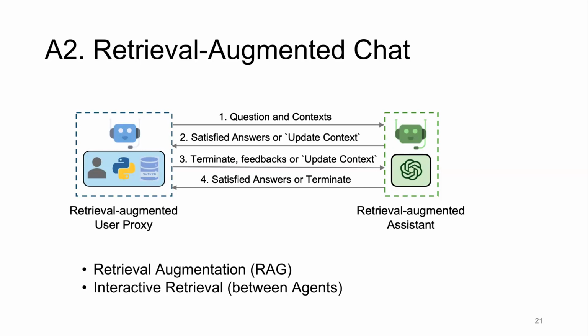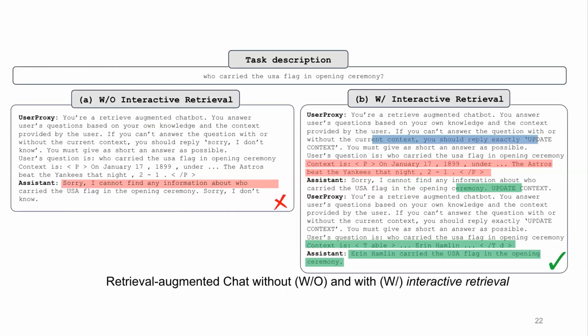But the interaction is between the two agents, not the user. So the user is optional. It can either intervene in the middle or just do nothing and wait for the feedback. By using the multi-agent design on the right-hand side, you can see the accuracy improves a lot. Sometimes the vector database or the nearest neighbor doesn't provide correct context, and hence the GPT or language model will not be able to provide an answer. But because we can say update context in the multi-agent design, it can ask the user proxy to update the context and give more relevant information.